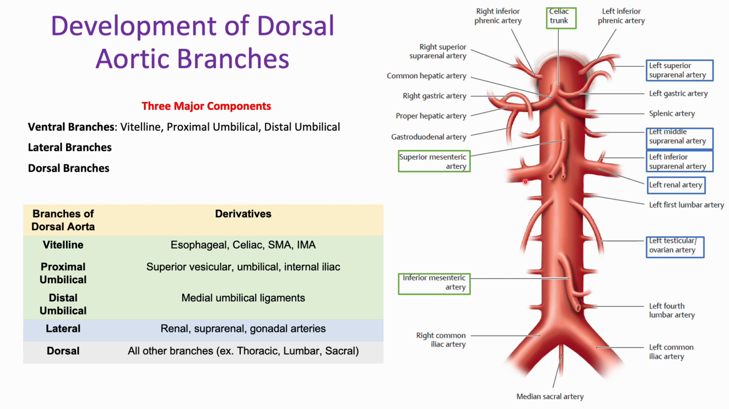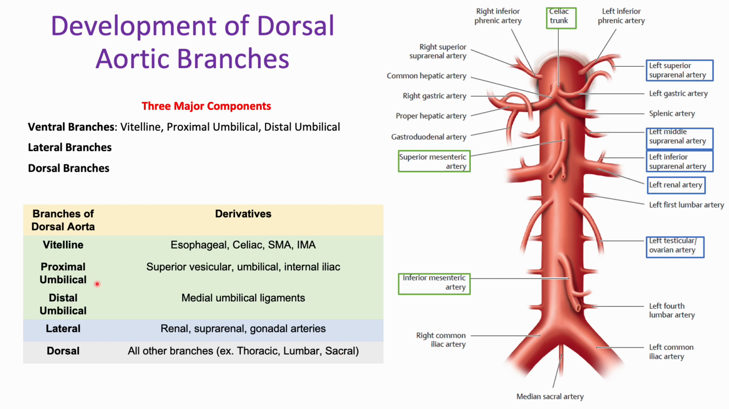Lateral branches, we can actually see those just in the image if we remember our adult anatomy. We have suprarenal arteries, so we have superior suprarenal, middle suprarenal, inferior suprarenal. We have renal arteries, and then we have the gonadal arteries. And again, the gonadal arteries can be either testicular or ovarian depending on the sex of the patient. Okay, so the lateral branches are going to be the renal, suprarenal, and gonadal.